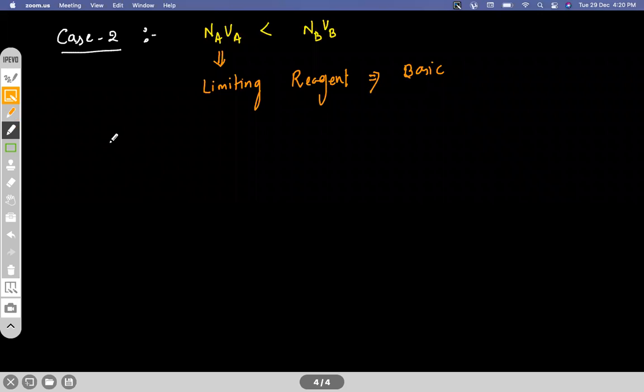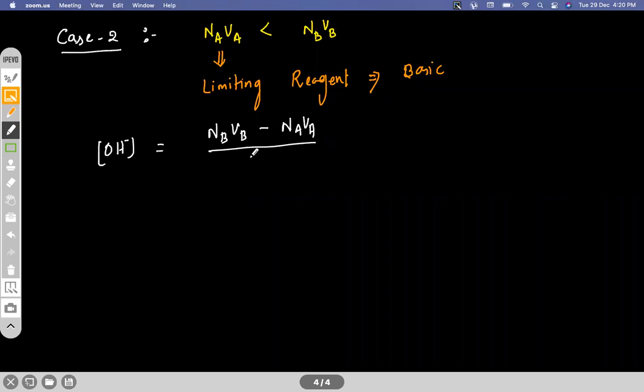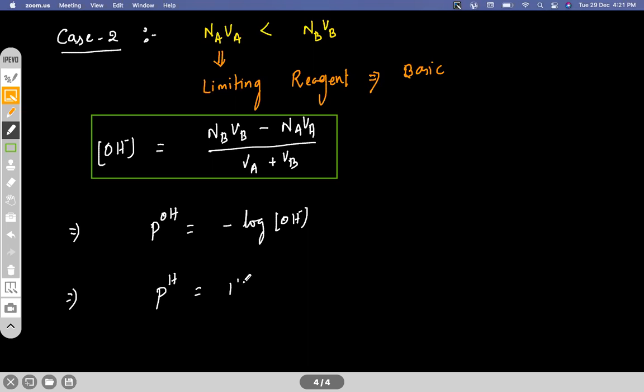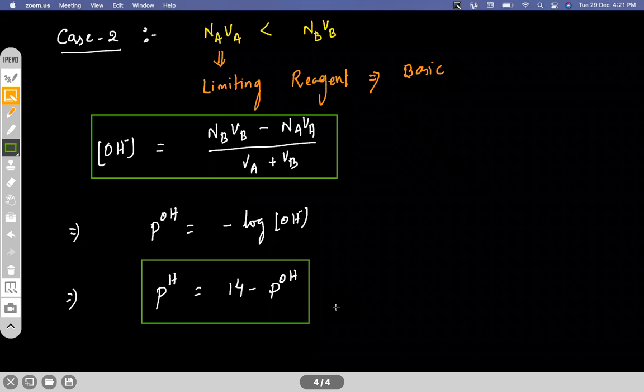And when the solution is basic, then we'll get OH minus concentration, not H plus. OH minus equals the base which is left, that is the number of equivalents of base minus the part of it that gets neutralized by acid, divided by the total volume Va plus Vb. Once you know OH minus concentration, you can further calculate pOH, which is equal to minus log of OH minus concentration. Once you get pOH, you can find pH equals 14 minus pOH, provided the temperature is 25 degrees Celsius. This is what you need to do in this one.